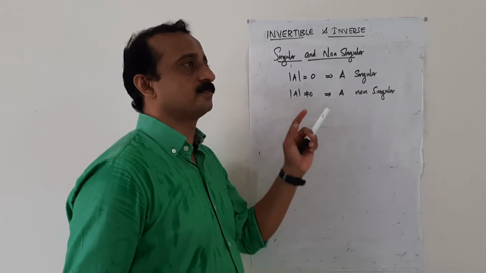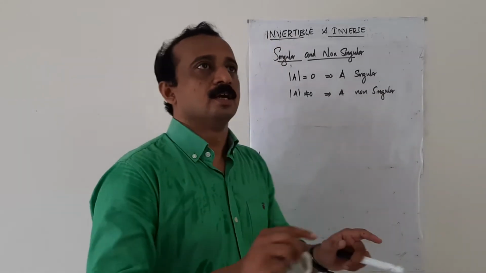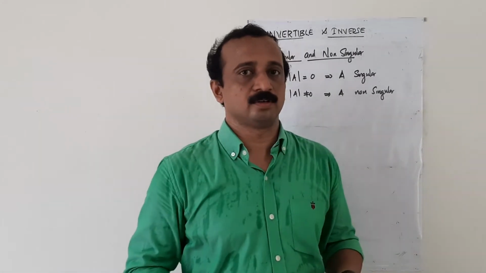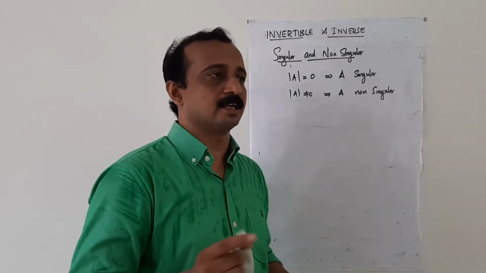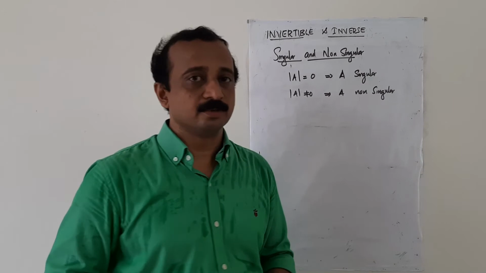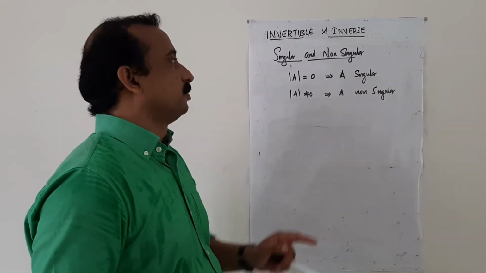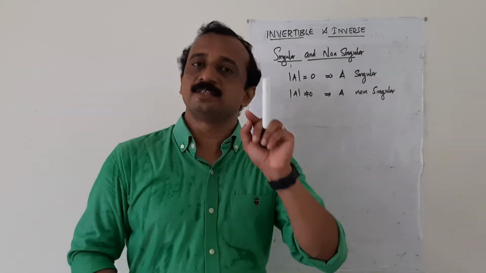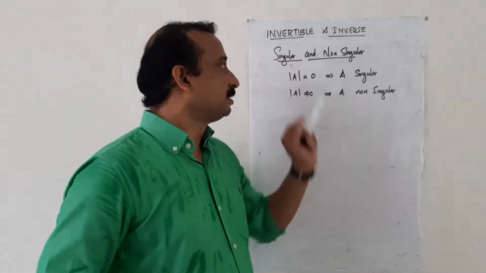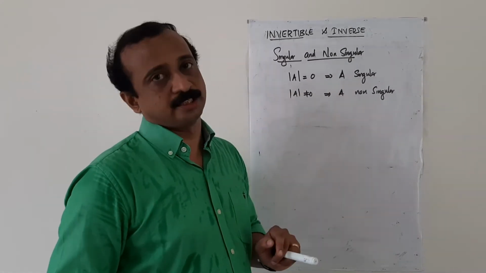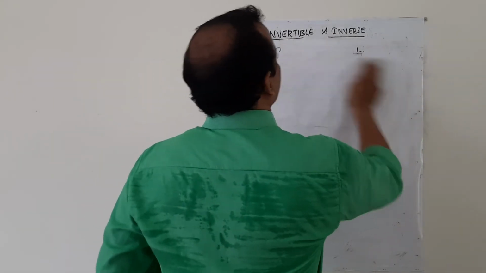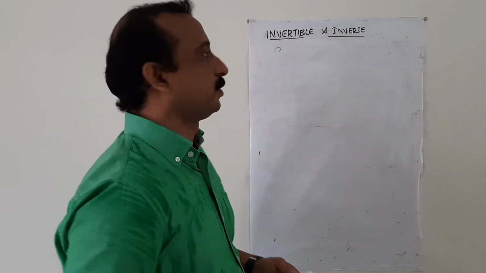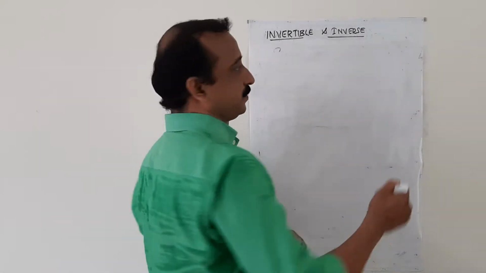This is mainly used for MCQ type questions, where a matrix with an unknown value is given as singular and we find the value of that unknown. This point is very important. A matrix A is said to be singular if determinant A equal to 0 and non-singular if determinant A not equal to 0. Now let us discuss the formula for finding the inverse of a matrix.